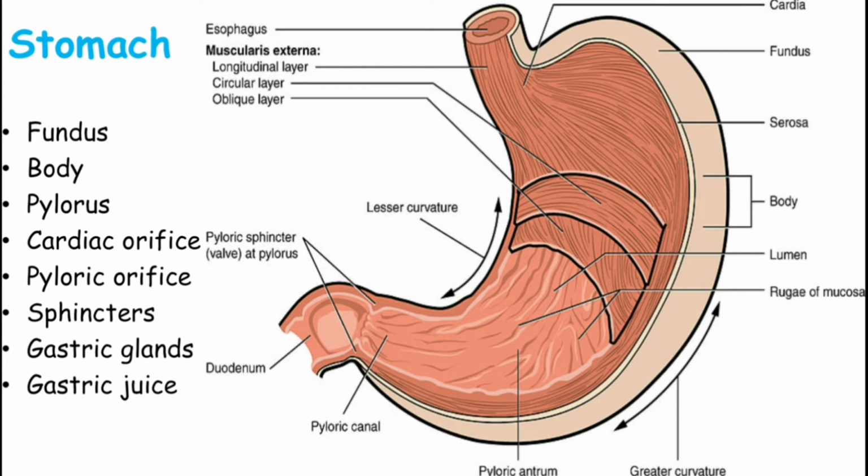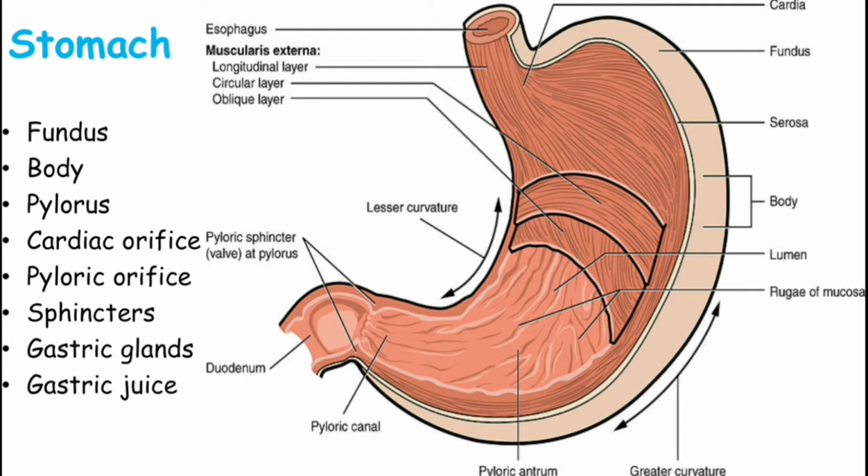The opening of the esophagus into the stomach is through the cardiac orifice, and the opening of the stomach into the duodenum is through the pyloric orifice. Both these openings are guarded by sphincters to prevent re-entry of food into the esophagus and to regulate its passage into the duodenum, respectively.